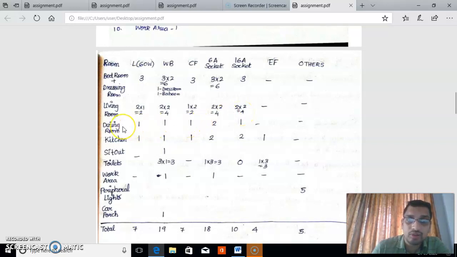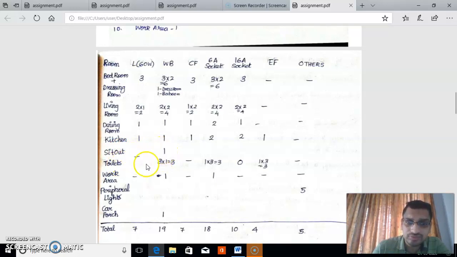Then similarly dining room. So one dining room is there. So one main lamp, one WB, one ceiling fan, then 2 6 ampere sockets and 1 16 ampere socket. Then kitchen, 1 number of kitchen. So one main lamp, one WB, then one CF, 1 6 ampere socket, 1 16 ampere socket and one exhaust fan, EF. Then sit out. Sit out, we don't need to install the main lamp. So we install one WB only.